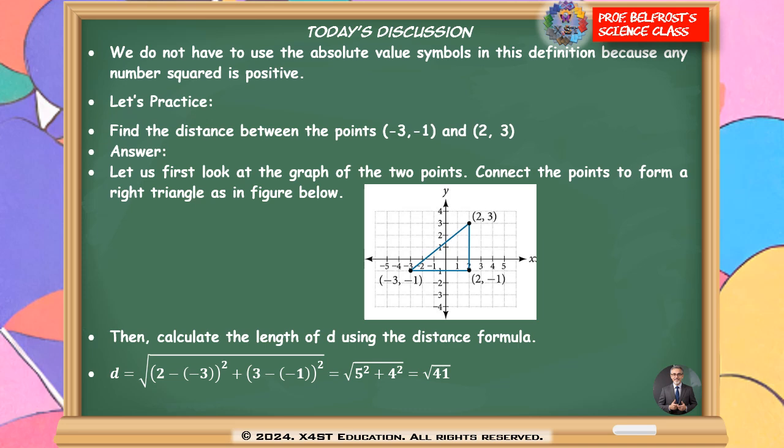So here's an example for you to understand the concept. Find the distance between the points minus 3, minus 1 and 2, 3. It's very easy. First, let us look at the graph, just sketch the points. Then connect the points to form a right triangle as shown. Then we can calculate the length by utilizing the distance formula that we have derived before, and it yields d equals square root of 41.